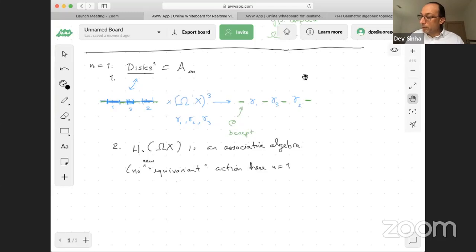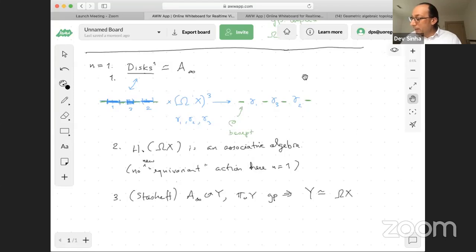Here for n equals 1, 3, and we'll talk about this theorem. Again, this is due to Jim Stasheff. If this A infinity operad acts on some y and pi naught y is a group, then y is equivalent to loops x for some x. So that's Stasheff's recognition theorem.